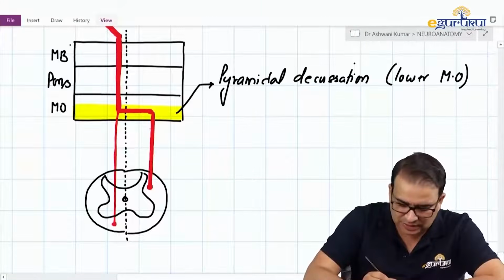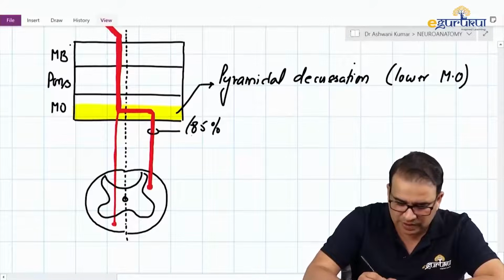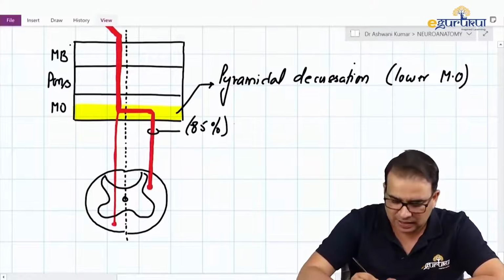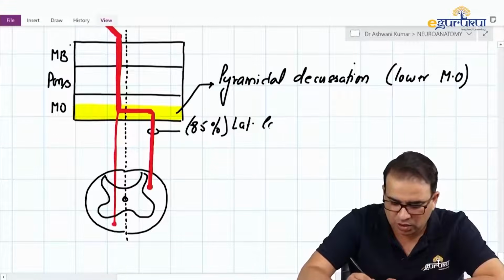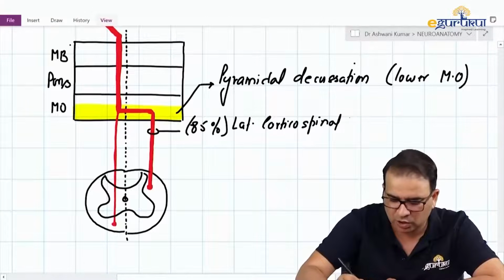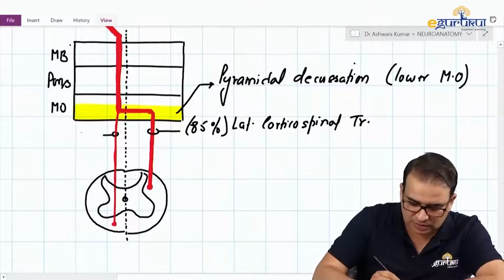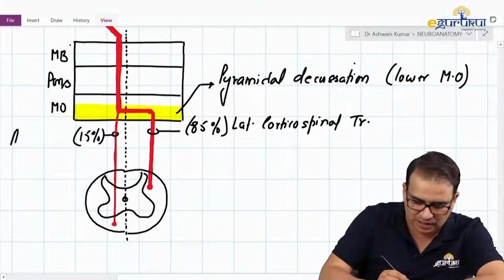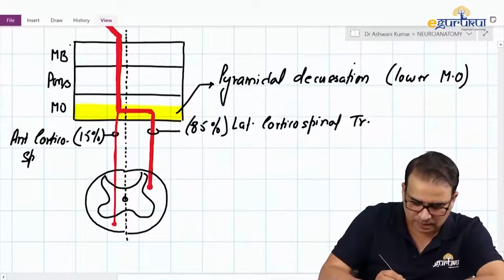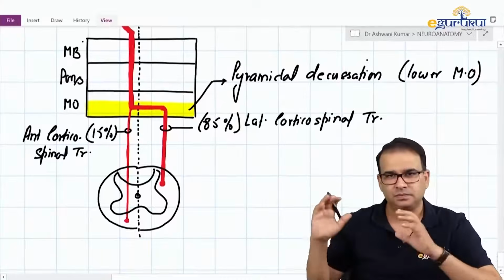What is the result of this decussation? 85% fibers are decussating to the other side, and they're giving rise to the lateral corticospinal tract. They're coming from the cortex, going to the spinal cord, so obviously corticospinal, lateral corticospinal tract. And the remaining 15% of fibers run on the same side, that is the anterior corticospinal tract. 85, 15.